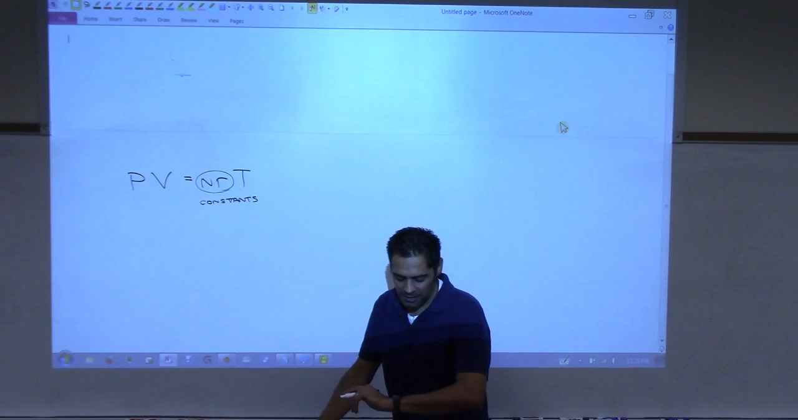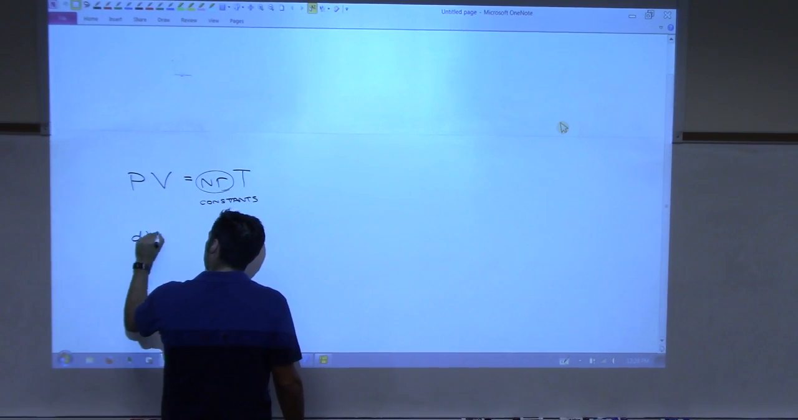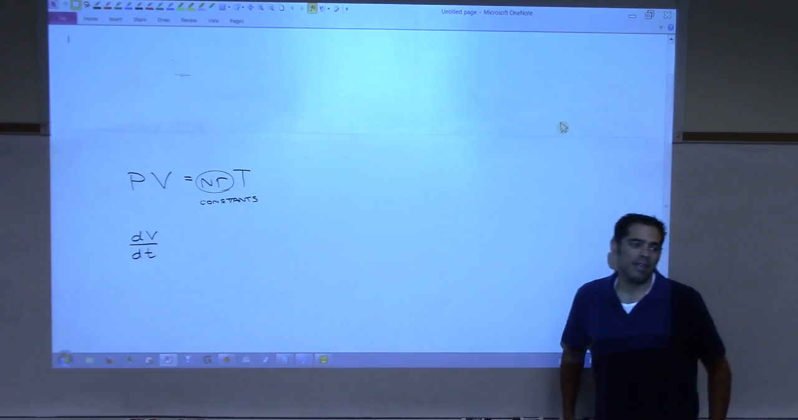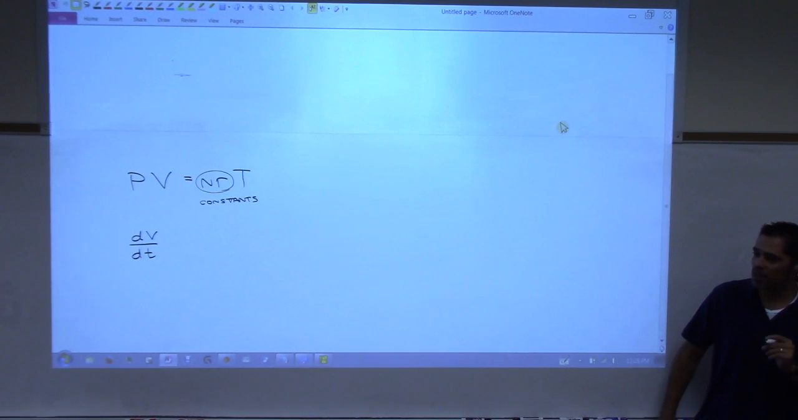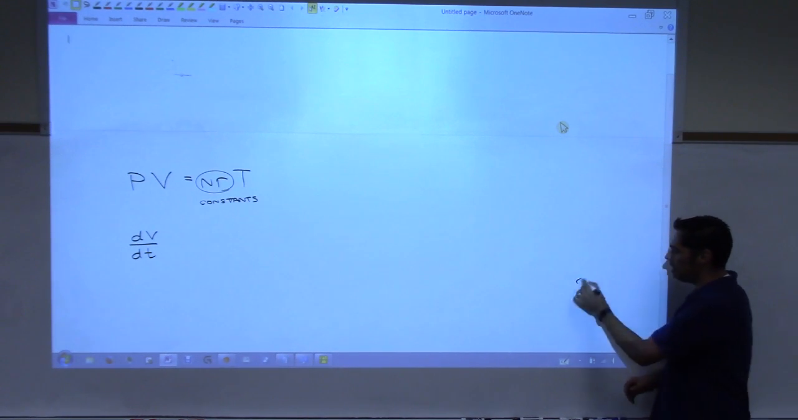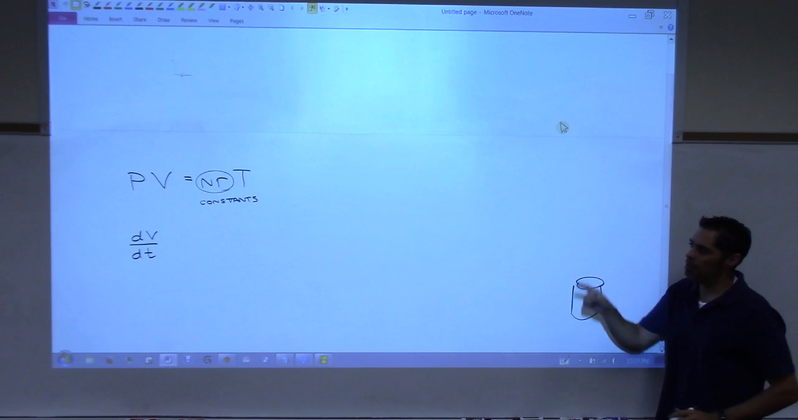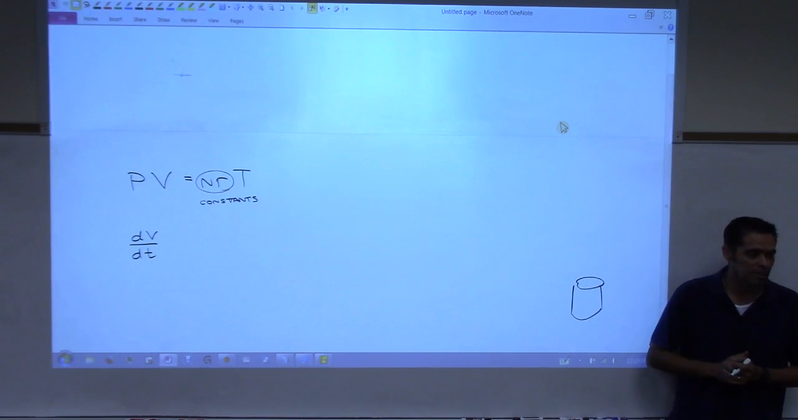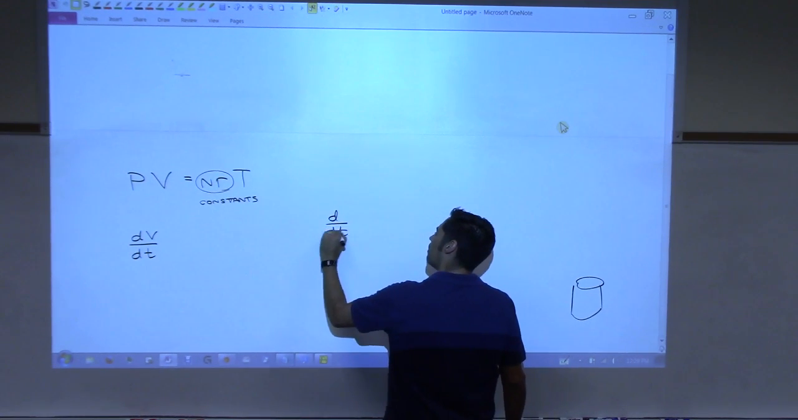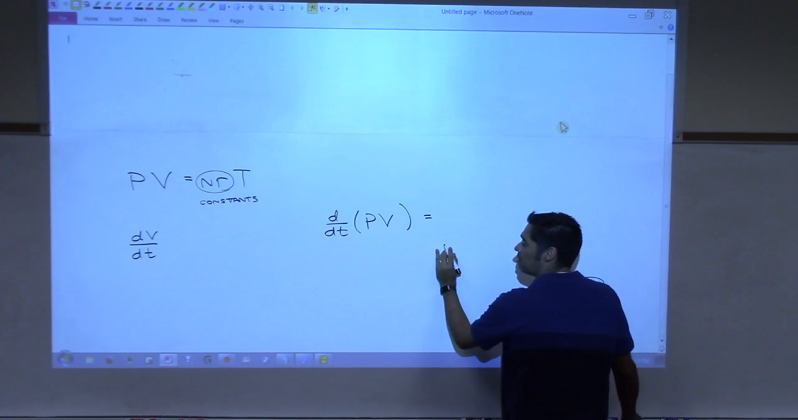All right, so let's say I wanted to know dV/dt. What if I wanted to know the instantaneous rate of change in the volume with respect to time? So I've got some container, I've got some stuff happening, there's changes occurring inside of it. At a specific instant, I want to know the rate at which the volume is changing. Well, I start with the equation. I'm going to take the derivative with respect to time of the left side, and then I'm going to take the derivative with respect to time of the right side.